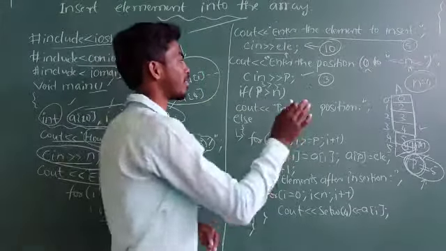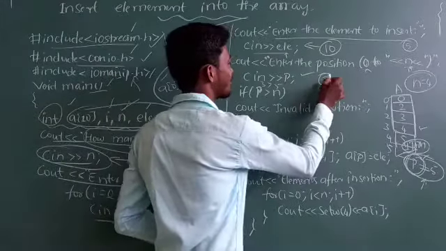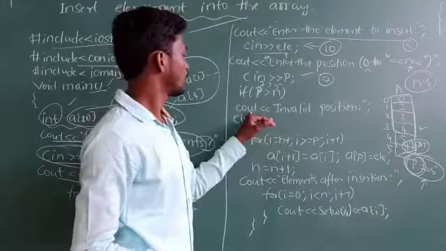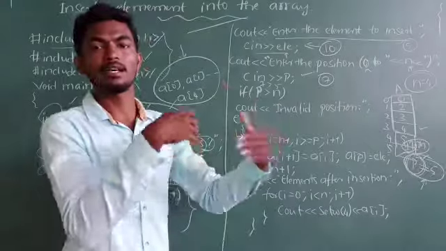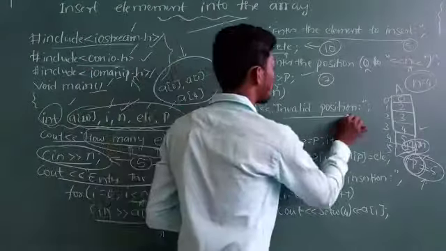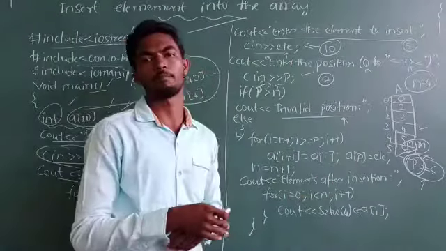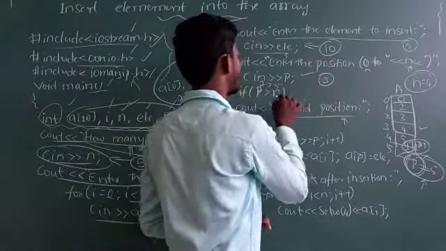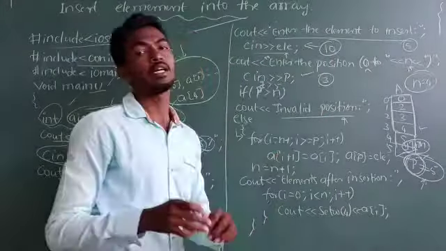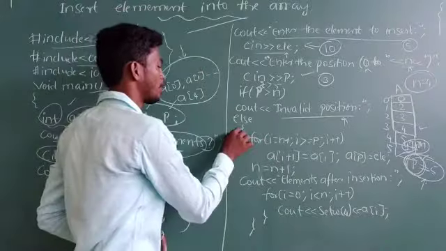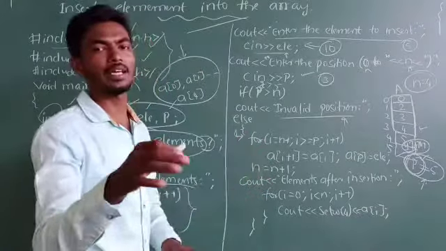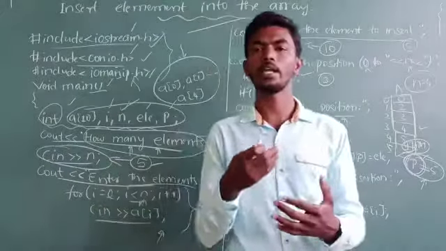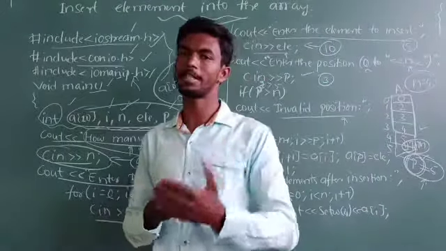If it is true, for example if you entered 7 here or 6 here, 7 is greater than 5, the true case gets executed: invalid position, end of the program. But here I have entered a valid position, that is 3. 3 is greater than 5? It is false, so the else case will be executed. What happens in the else case? The insertion of an element into the given position takes place.